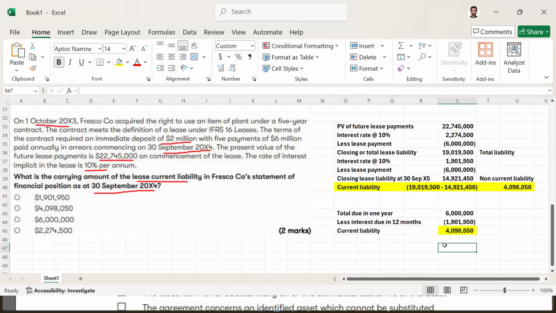So I hope you understand. I think this method will suit you more. However, this method is more logical. This one. Either way, you need to get the right answer, and it is B. Fine.